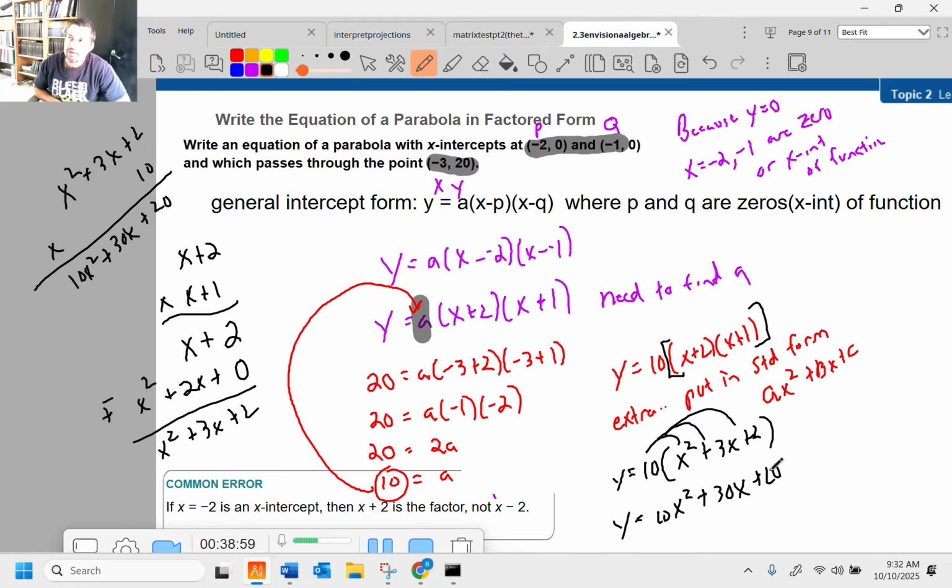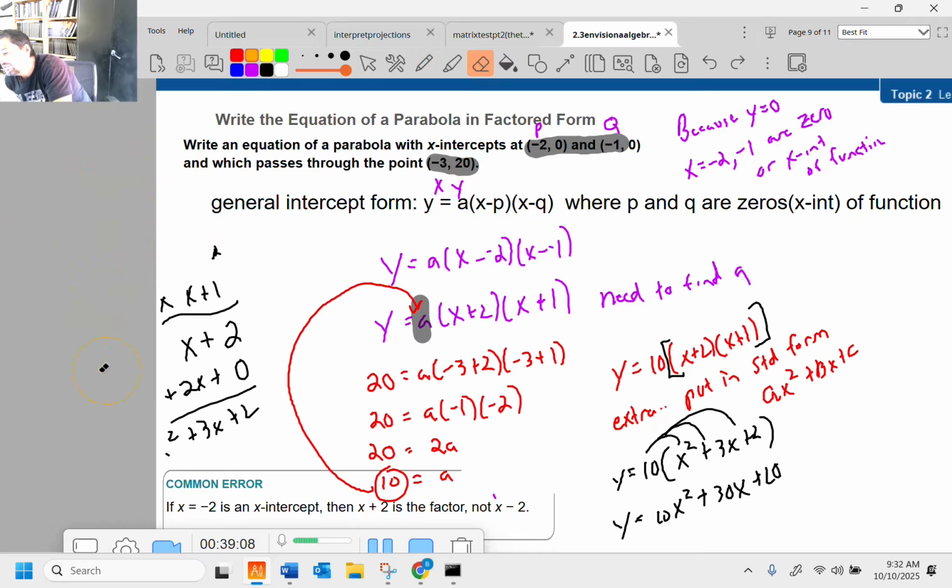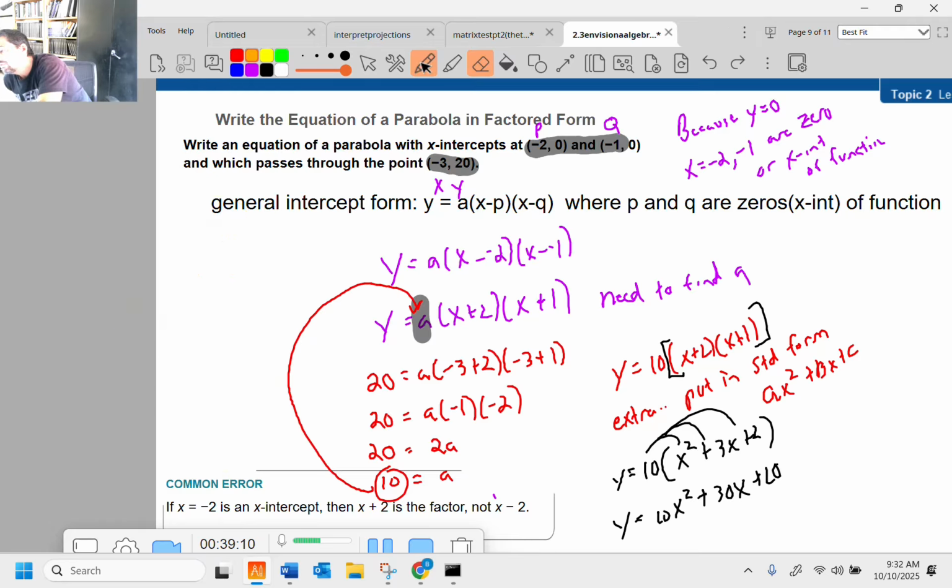Could you do this with the box method? Yes, you could. I'm thinking of, I'm just going to holler his name out, I don't think he'll mind. Eben loves the box method. He does. He lives for it.